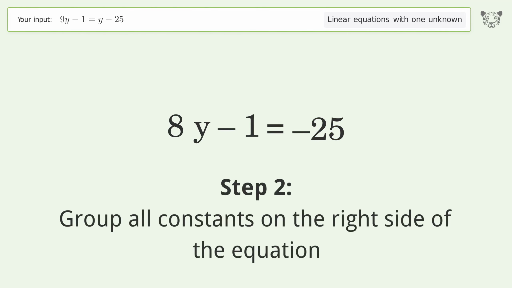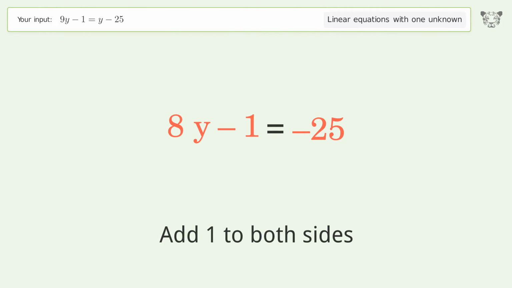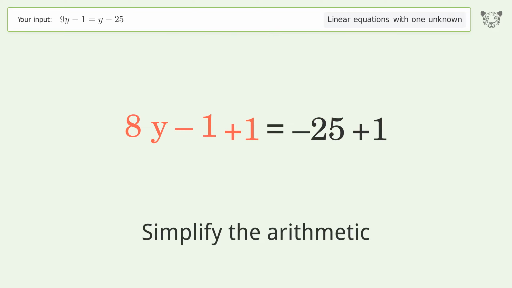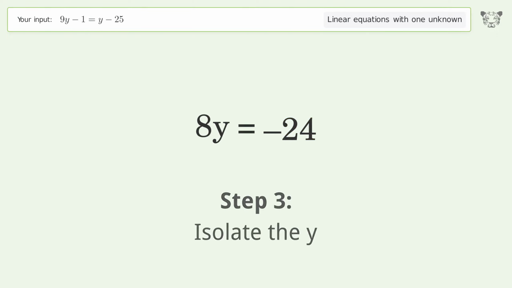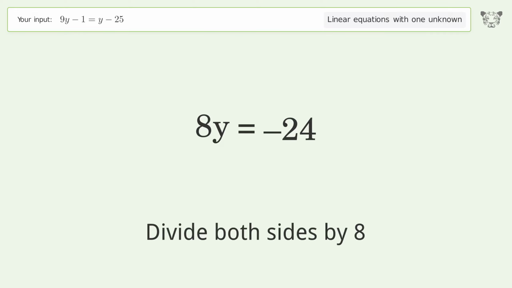Group all constants on the right side of the equation. Add 1 to both sides. Simplify the arithmetic. Isolate the y. Divide both sides by 8.